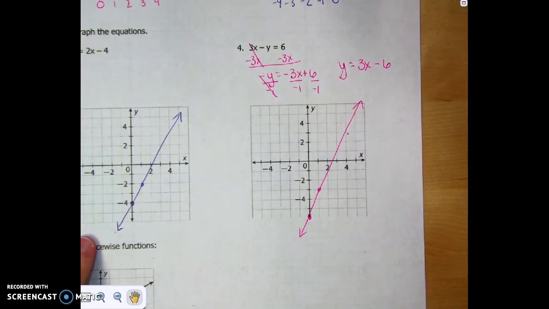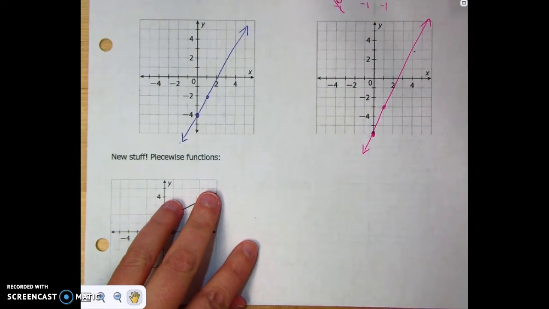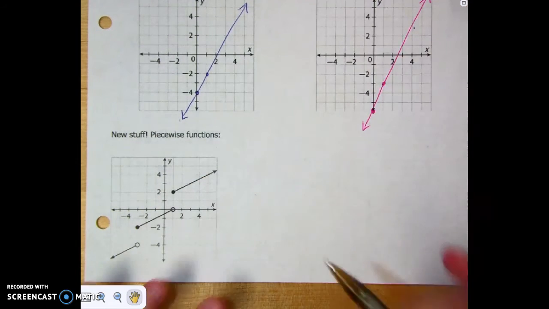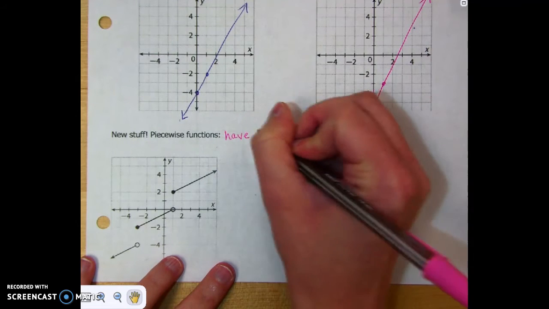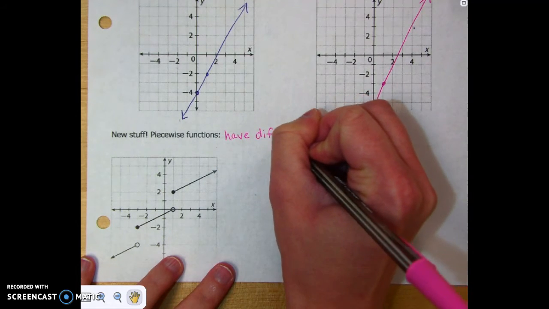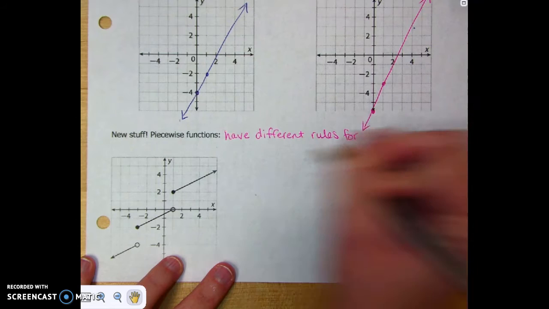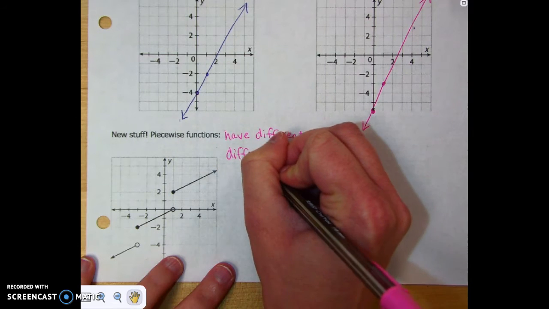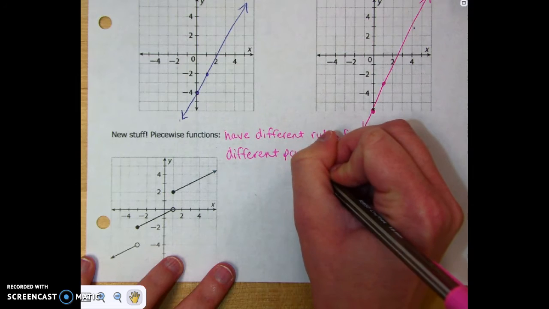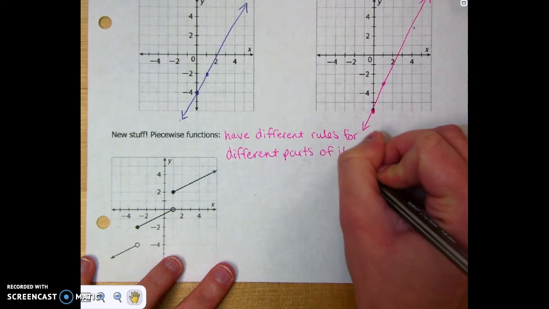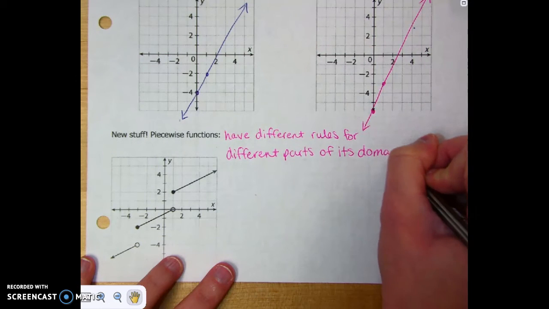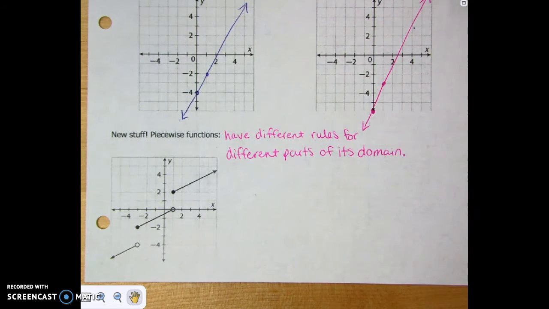Okay, so if you look down here, it says new stuff, piecewise functions. And piecewise functions, they have different rules for different parts of its domain. And domain, is that x or y? Yes, domain is x. So we're going to be paying attention to those a lot today. So piecewise functions have different rules for different parts of its domain.